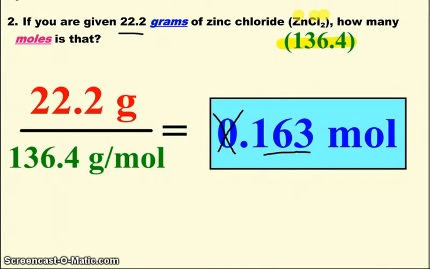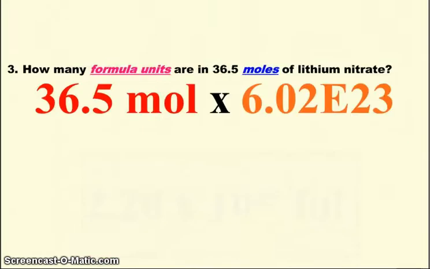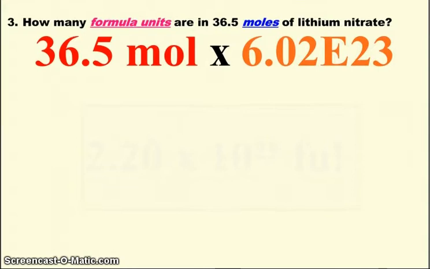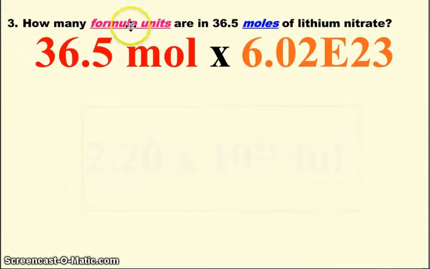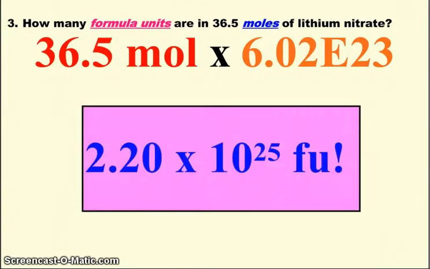The third question now is going to bring us between Particletown and Moleville. So how many formula units are in 36.5 moles of lithium nitrate? So we just take the 36.5 moles times the chemist's dozen, Avogadro's number, and when you do that and you properly enter it into your calculator, you should get the 2.20 times 10 to the 25th formula units.